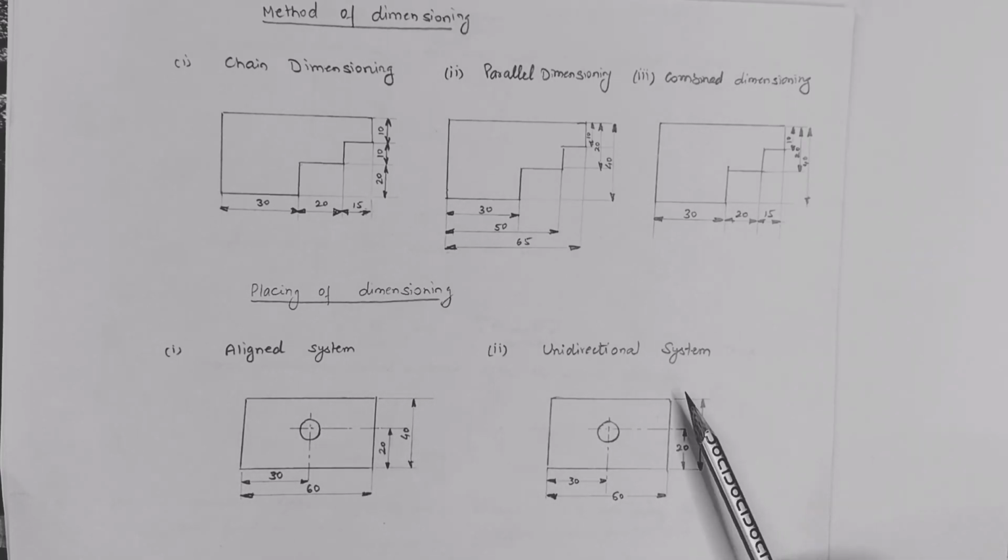In the unidirectional system, all the dimensions are placed in one direction such that they may be read from the bottom of the drawing. So you can see here, all these we can read from the bottom of the drawing. So that's what is called unidirectional system. Aligned system, unidirectional system.